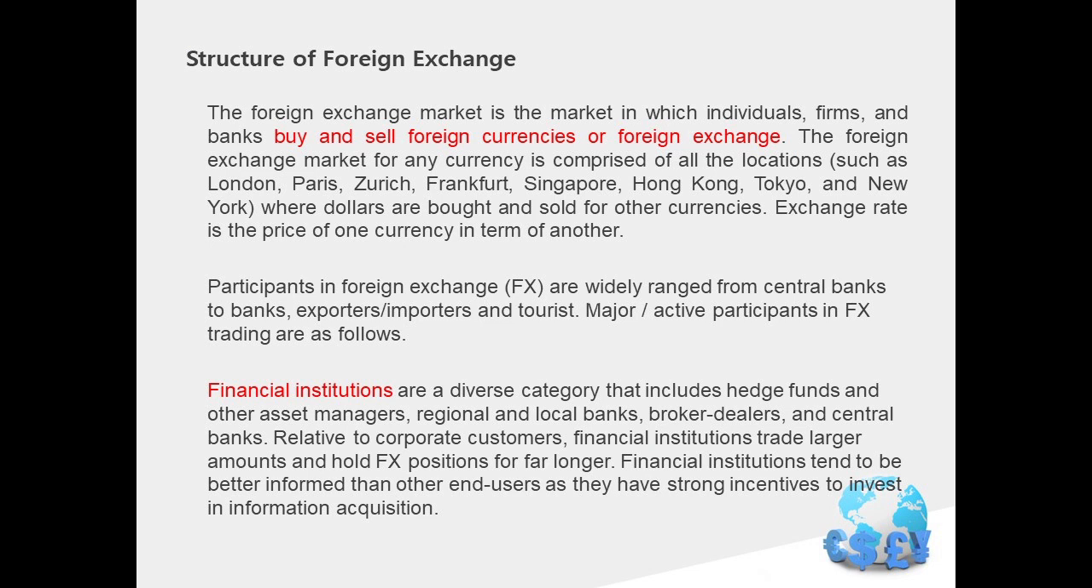Structure of foreign exchange. The foreign exchange market is the market in which individuals, firms, and banks buy and sell foreign currencies or foreign exchange. The foreign exchange market for any currency is comprised of all the locations, such as London, Paris, Zurich, Frankfurt, Singapore, Hong Kong, Tokyo, and New York, where dollars are bought and sold for other currencies. Exchange rate is the price of one currency in terms of another.